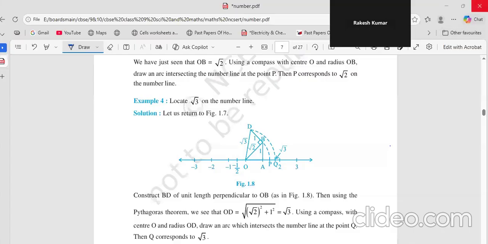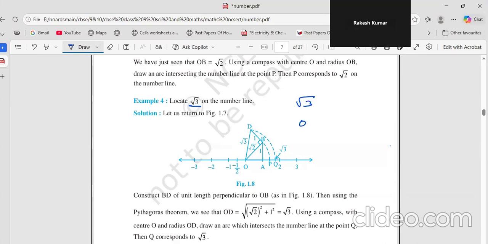So suppose you are asked to make root 7. Now he has drawn root 3 here. How has he drawn it? What he does is he says root 3 is the OD. Root 3 square can be written as root 2 square plus 1.